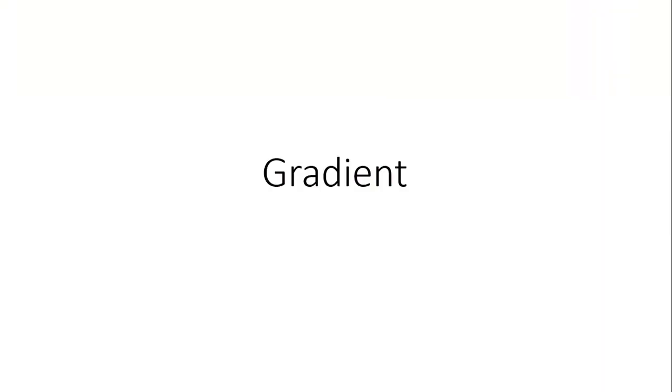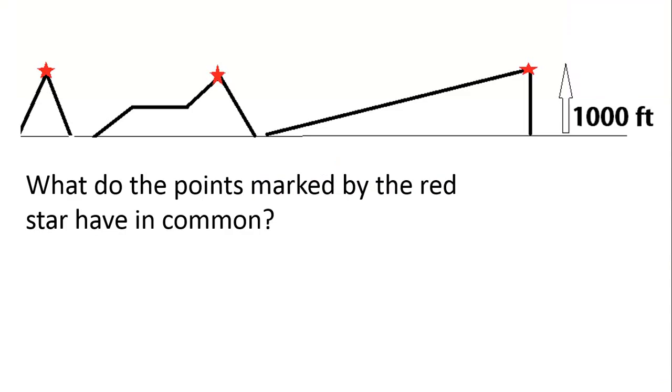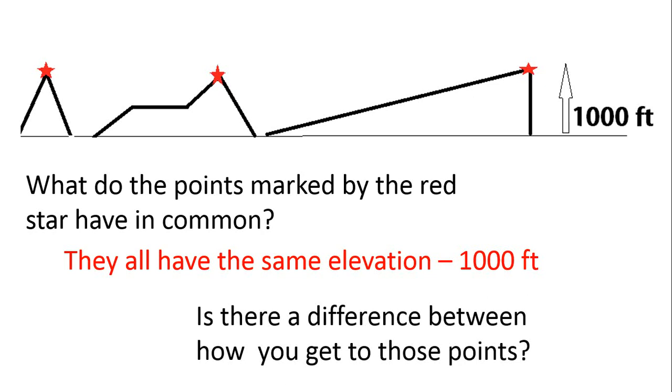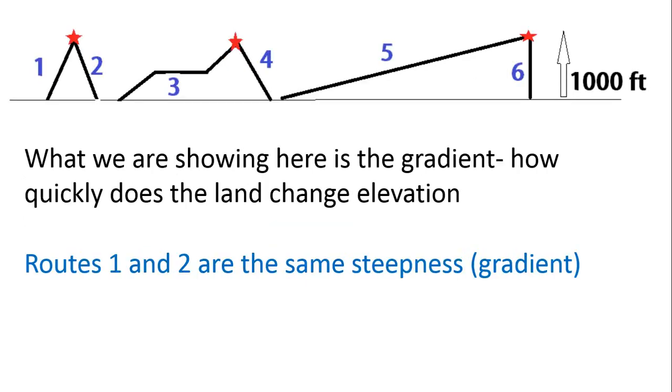Now gradient is a fancy sounding term, but let's look at what it shows us. If you look at these 3 points here, the 3 red stars, what do they all have in common? Well, they're all at 1,000 feet up. They have the same elevation. But is there a difference in how you get to 1,000 feet? Look at these paths. Look at 1 and 2. If you walked up 1 or 2 to get to that 1,000 feet, it's about the same either way.